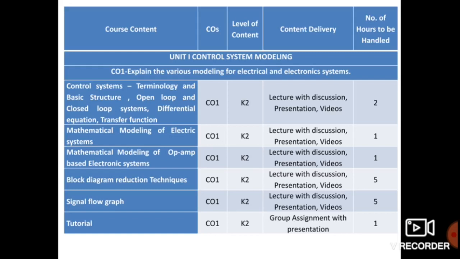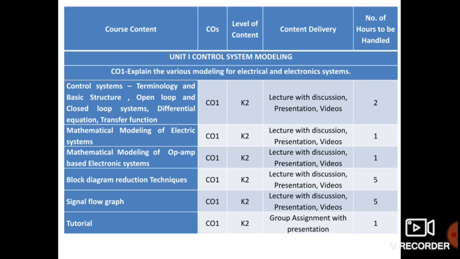The first unit is control system modeling. In the first unit, we'll be seeing the basic terminologies and structures of the control system and the types of control system: open loop system, closed loop system, and the differential equations used for representing a system, and the transfer function, which is used to determine the response of the system with respect to the output and the input of the system.